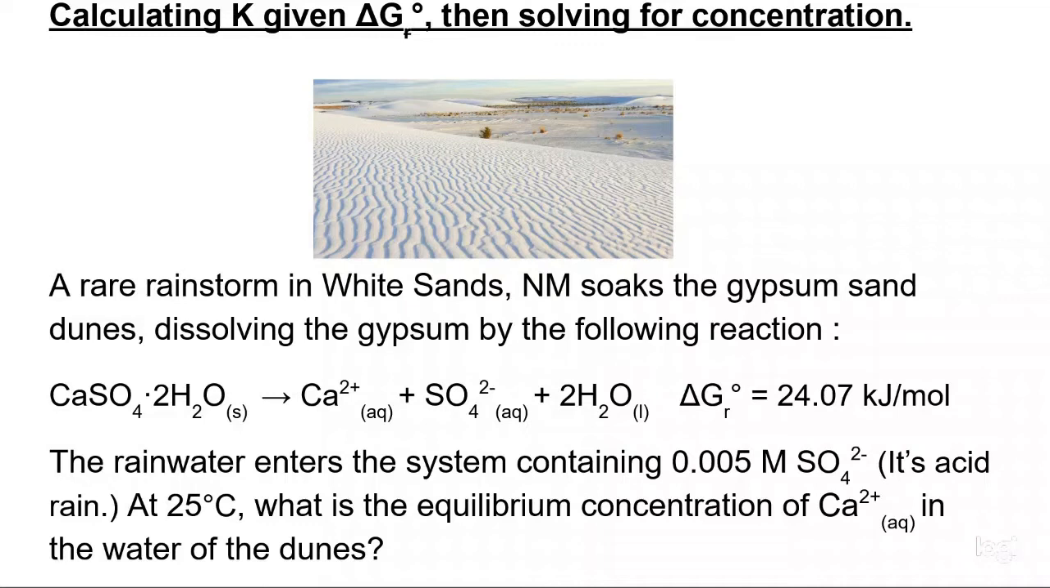Now, the rainwater falling on these dunes isn't pure distilled water. It has a little bit of sulfate in it because it's slightly acidic. It's acid rain coming out of Los Angeles. And so at 25 degrees Celsius, what is the equilibrium concentration of calcium in the water of the dunes?